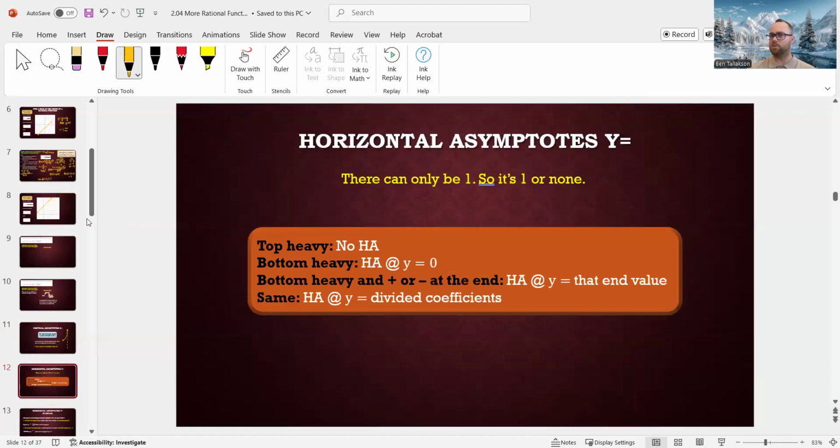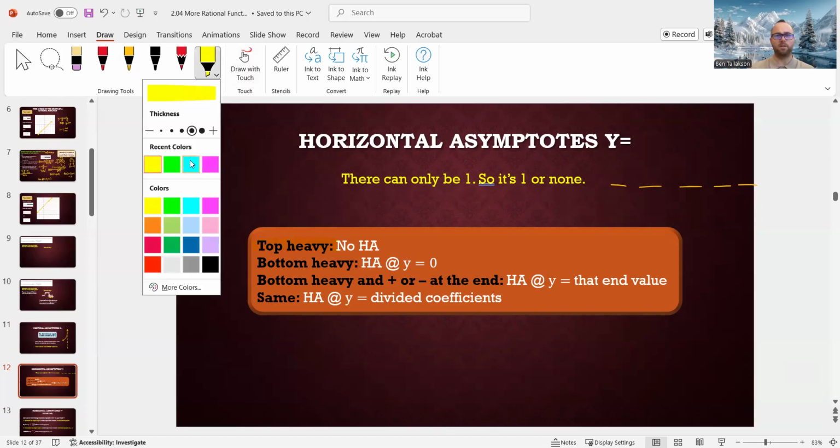But horizontal asymptotes, where it's y equals, meaning it is a flat horizontal line, there can only be one. But sometimes there's none. So those are your only 2 options. There's one or there's none. And here's some terminology in here that is new to you as well, okay? So if there's no horizontal asymptote, we say that that is top heavy, okay?